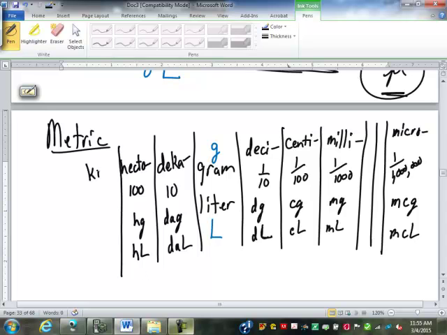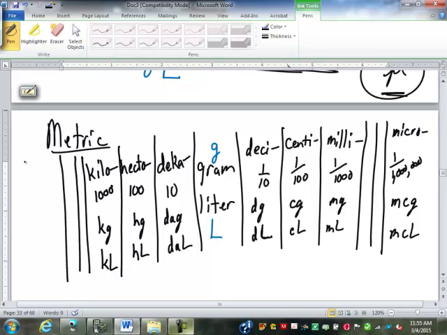And then next would be kilo, which is 1,000. So a kilogram, kg, is 1,000 grams. Kiloliter, KL, is 1,000 liters. Now, just like on the other end, it doesn't go every 10 anymore. It skips by thousands. So we would skip up to 1,000 here. The next one would be mega.